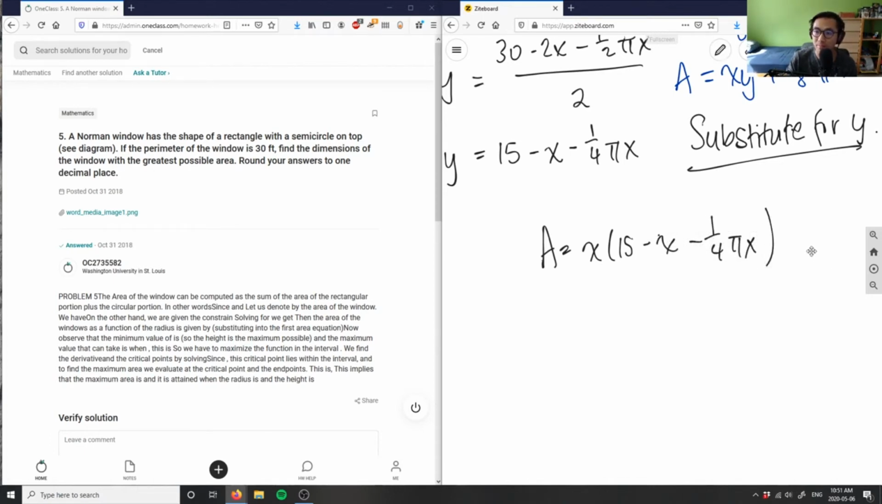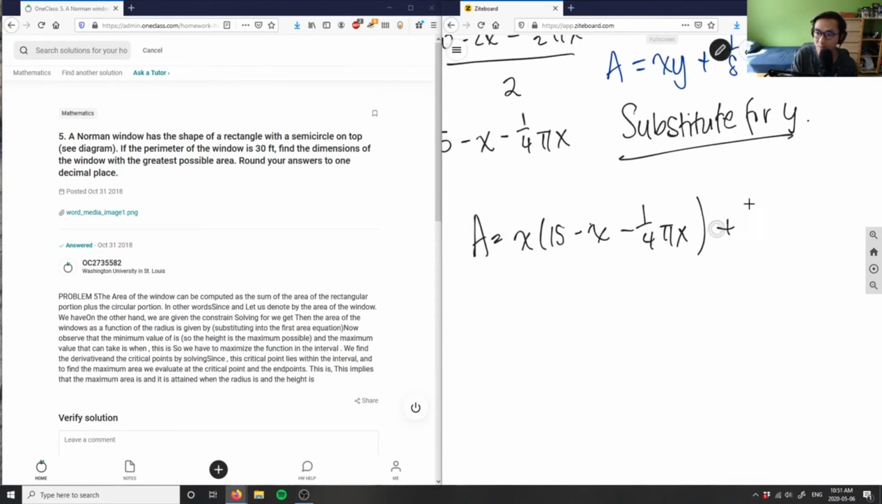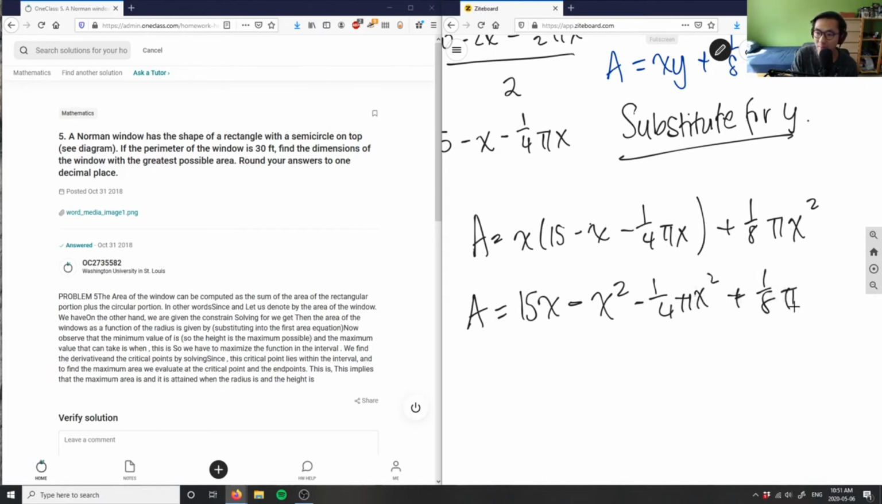And then I'm going to add plus 1/8 pi x squared. And I can clean this up here by using distributive property. Again, x times 15 here is 15x. X times negative x is negative x squared. And then simply this here would be minus 1/4 pi x squared plus 1/8 pi x squared. Now these two terms are very similar, so I'm going to combine those terms as well. I have 15x minus x squared, and then I have minus 1/4 plus 1/8, right? So minus 1/4 plus 1/8 would be negative 1/8, right? So again, you can think of it as negative 2/8 plus 1/8 here is negative 1/8 pi x squared. So this here now becomes very, very easy, right?